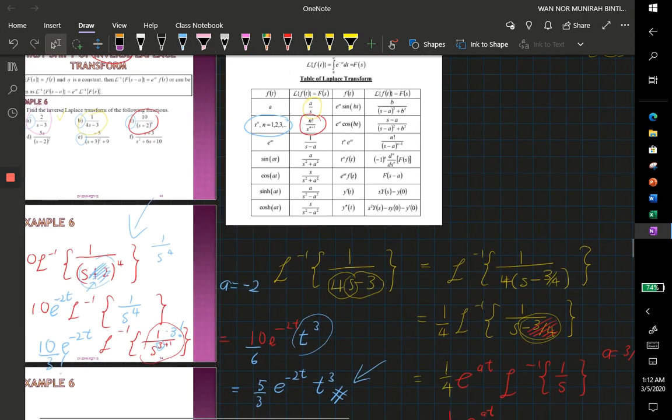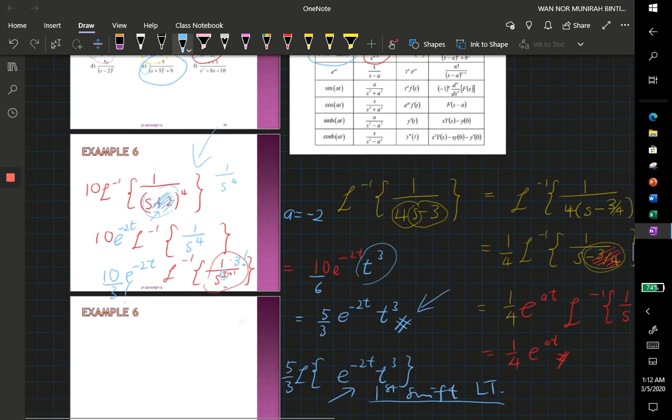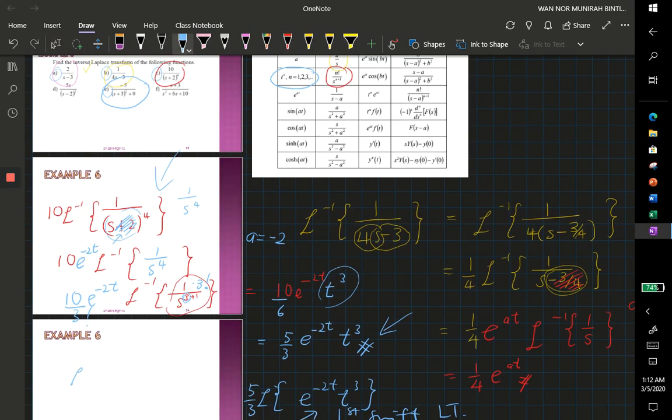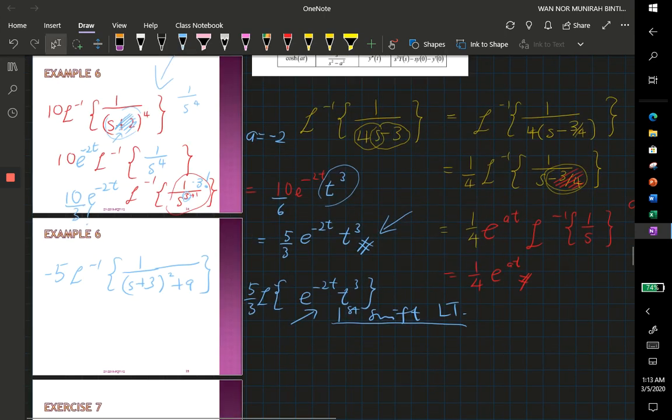Alright. This one, maybe, is the last example. Let's say I have to take the Laplace inverse of negative 5 over s plus 3 squared plus 9. Okay, just the same thing. So I have negative 5 as a constant. I take the Laplace inverse, and we have s minus a here. Okay, so s minus a.